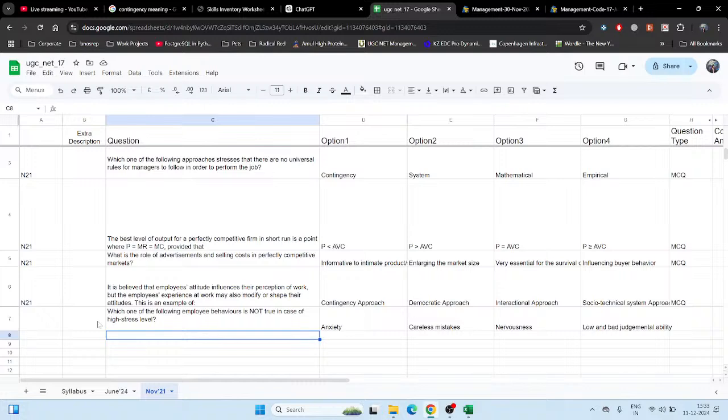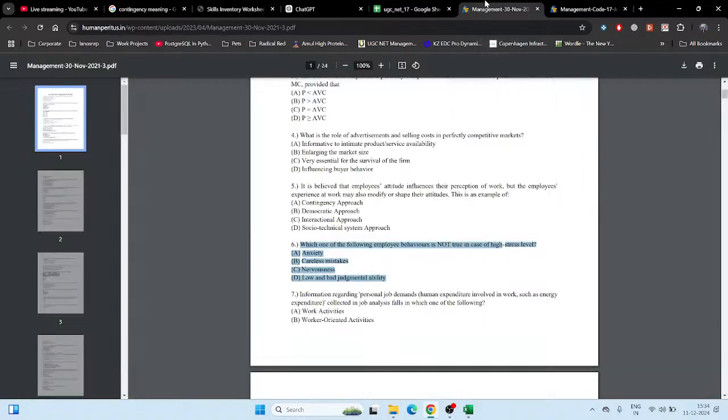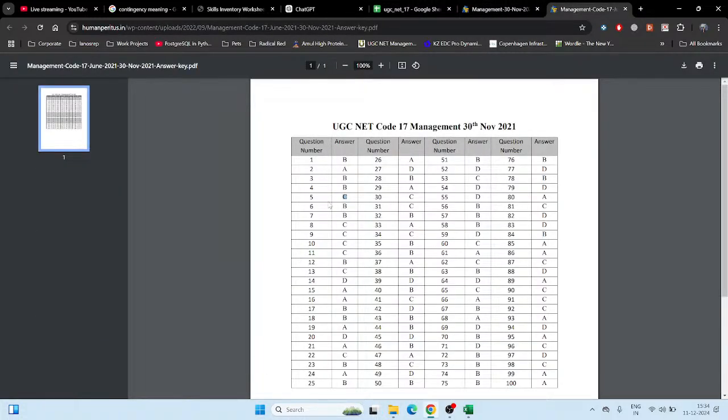It either is D or A and C, because anxiety seems a little low for high stress level. High stress level is more severe than anxiety. In high stress levels, cortisol is released. It impairs your judgment ability. So low judgment will be there, nervousness will be there. I will go with A. Let us see. Sixth answer is B.